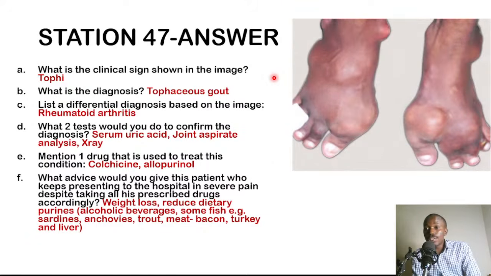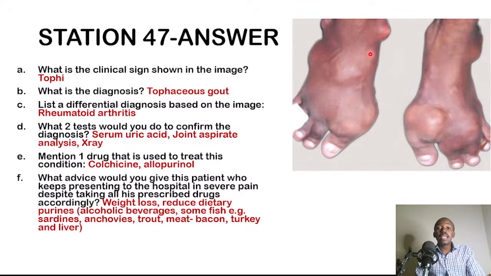Okay, so this is tophaceous gout. These are tophi, depositions of uric acid crystals. So one differential that you should keep in mind is rheumatoid arthritis, because they could be rheumatoid nodules. So you should order your serum uric acid, a joint aspirate, and also an x-ray of the parts. The drugs that you can use could be colchicine, allopurinol, even febuxostat.